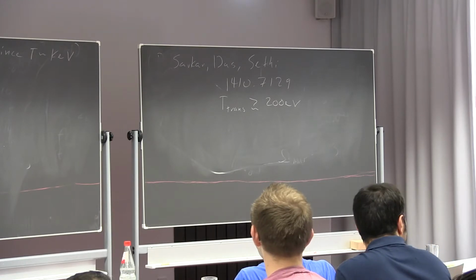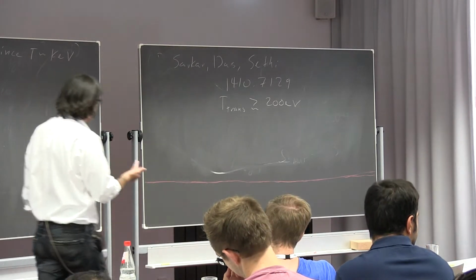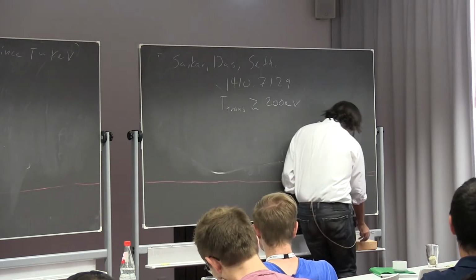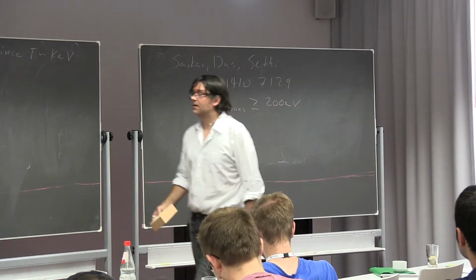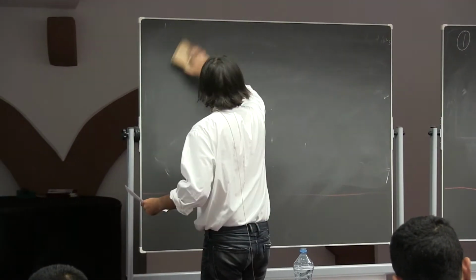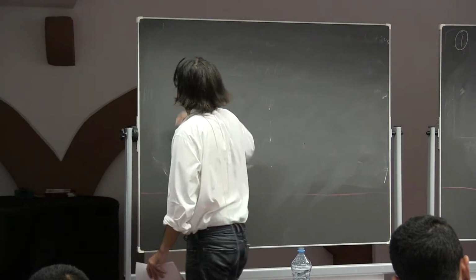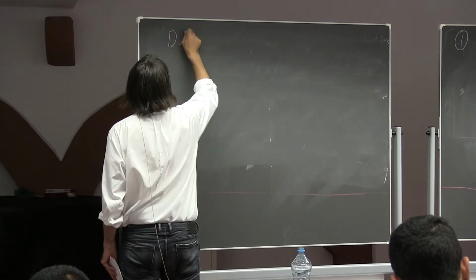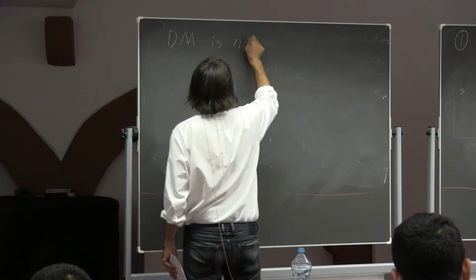So it's got to be dark, it's got to be cold, and it has to be collisionless, that is to say pressureless. So dark matter is non-interacting.